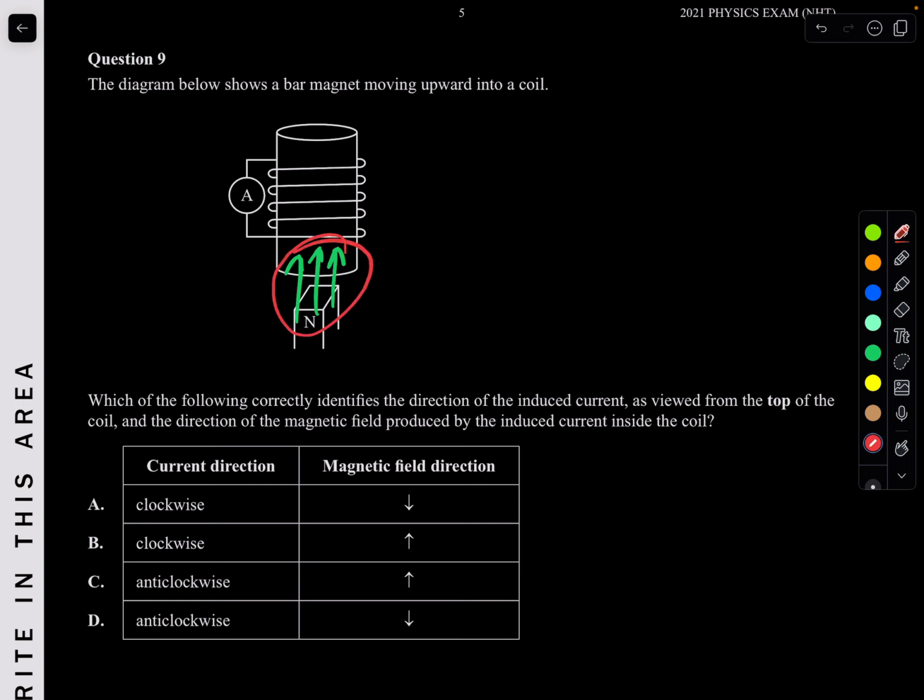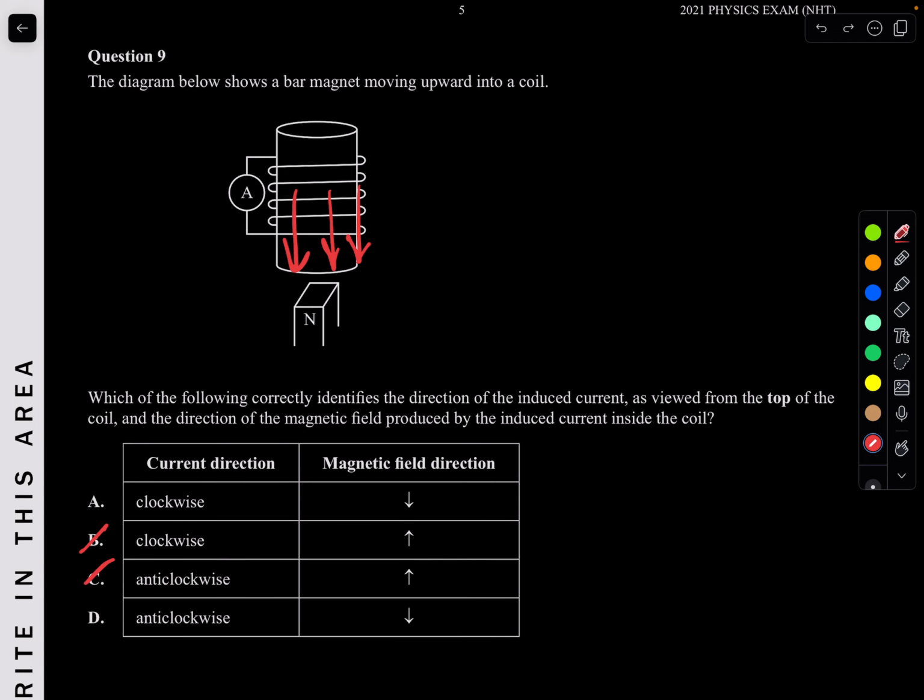So you know how this is going upwards? It will try to repel it by Lenz's law, and it will be downwards. This here will have a downwards magnetic flux. It will have an induced magnetic field that will be pointed downwards to oppose that change in flux. So we know for a fact that our induced magnetic field is going to be acting downwards. Finally, look at these magnetic field lines. The magnetic field direction is going to be downwards, so not these two, because this is saying upwards. And also have a look at the current direction.